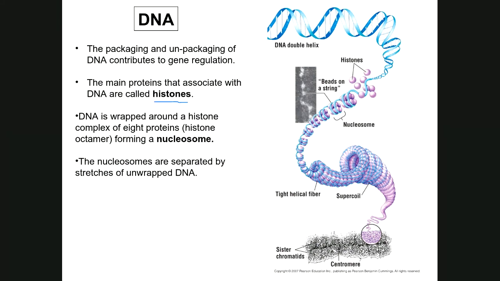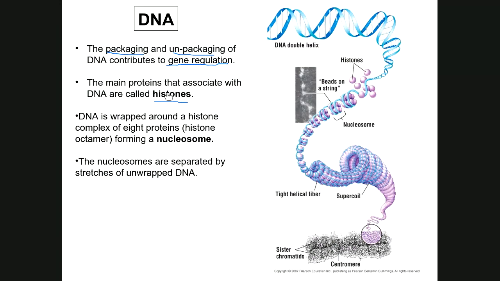Okay, so it says here, the packaging and unpackaging of DNA also contributes to gene regulation. And what they're referring to by the packaging and unpackaging of DNA is allowing DNA to associate and form a complex with these histones, or through certain chemical reactions or cellular processes, pulling the DNA away from this group of proteins so that a cell can express a particular gene that happens to be covered up by these histones.